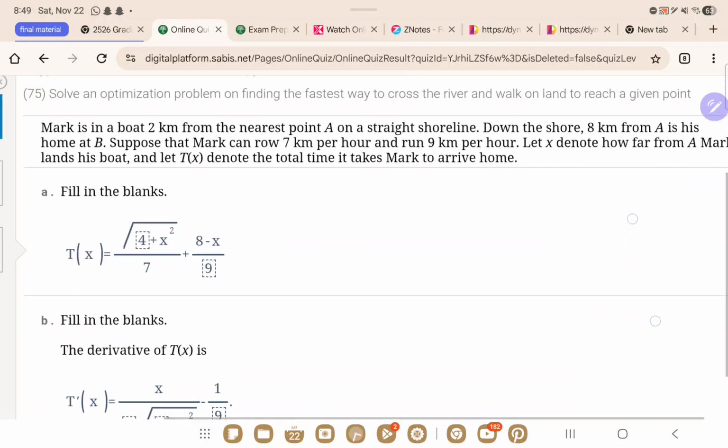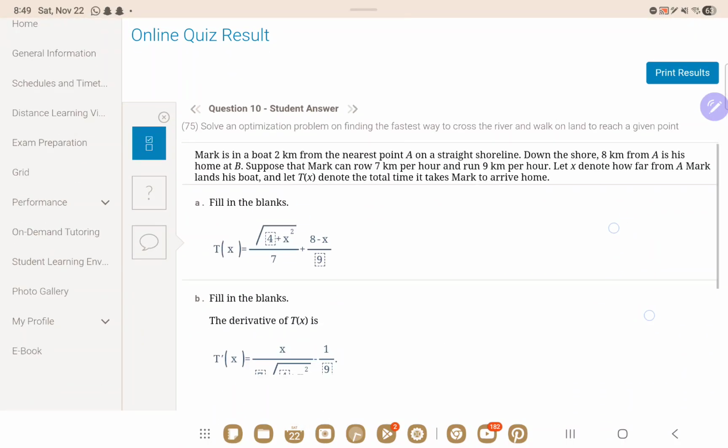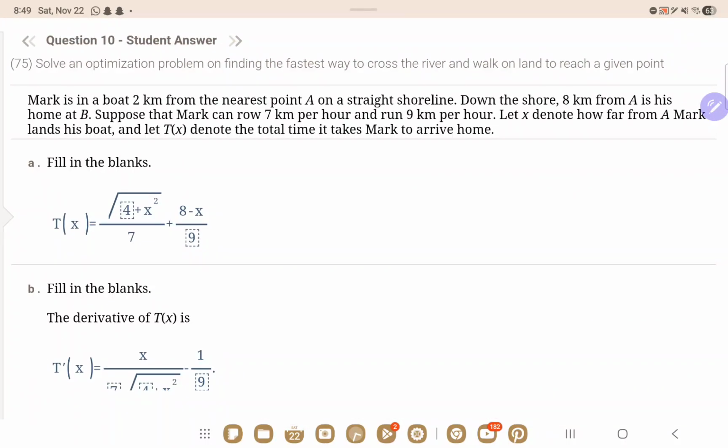Okay, now this question, it's a bit tricky, but you need to focus. It's really easy, actually. You have a girl that's riding home on a boat. They're telling you she's 2 kilometers from the nearest point A on a straight shoreline. Down the shore, 8 kilometers from A is his home. He can row 7 kilometers per hour and run 9 kilometers per hour.